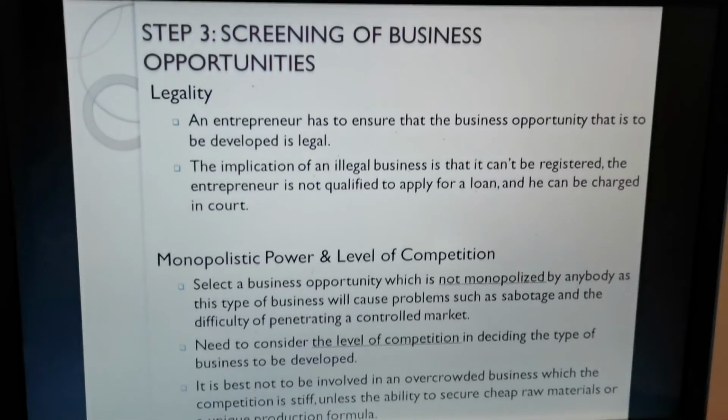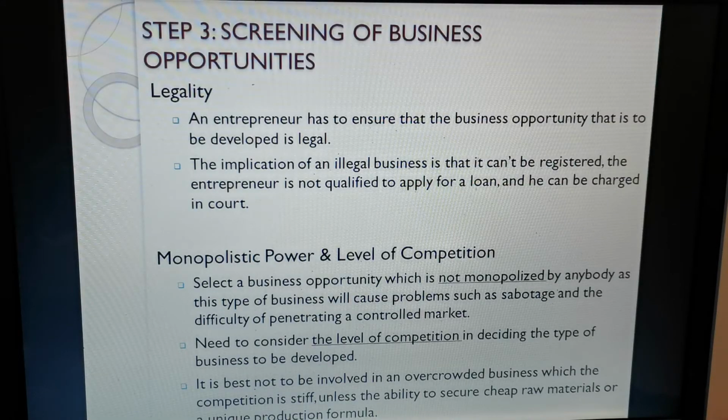Alright, step number 3, screening of business opportunities from the legal aspect. We have to know what is legal and what is not legal. The implication of an illegal business is that it cannot be registered, for example. If you want to open up a daycare center, for example, you must know that it should be done legally. You have to register accordingly, and then you are qualified to apply for a loan. If it's illegal, then you can be charged in court.